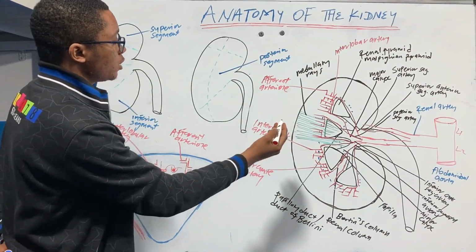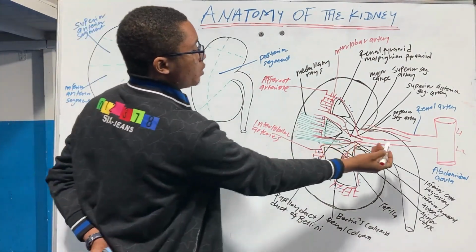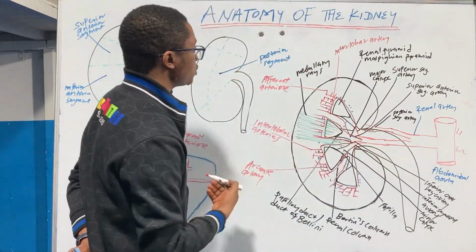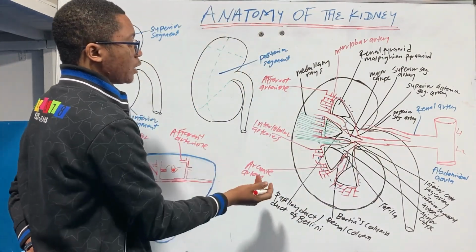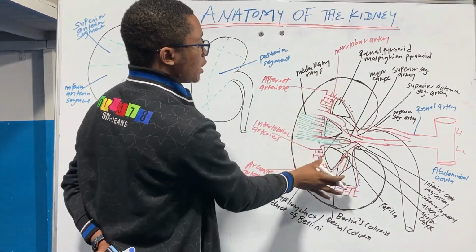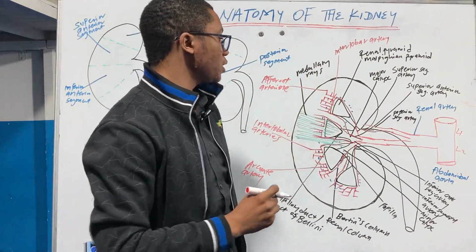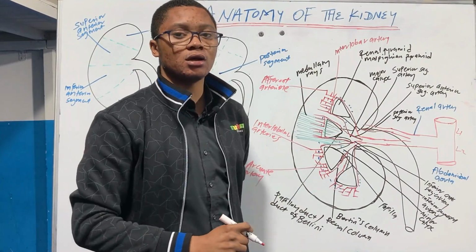So from this structure, we see how the renal artery branches into the kidney, the renal segmentation, and we also saw the internal anatomy of the kidney, which is divided into the cortex and the medulla.